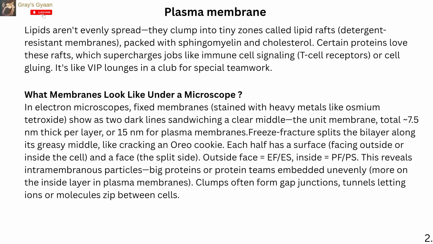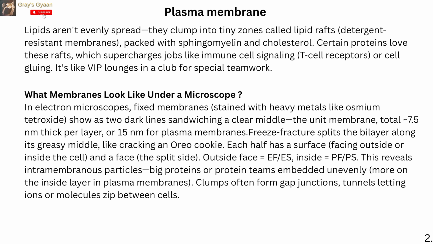Second question, what do membranes look like under a microscope? In electron microscopes, fixed membranes, stained with heavy metals like osmium tetroxide, show as 2 dark lines sandwiching a clear middle. The unit membrane, total 7.5 nm thick per layer, or 15 nanometers for plasma membranes.